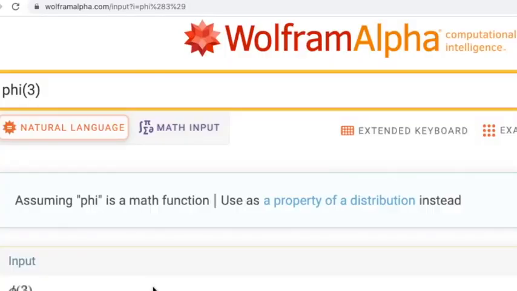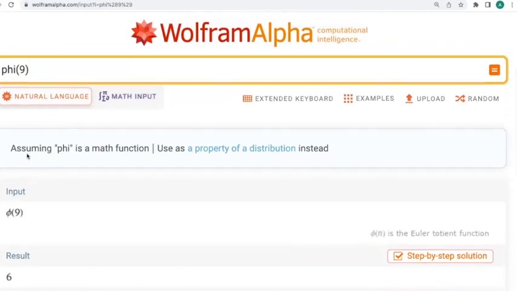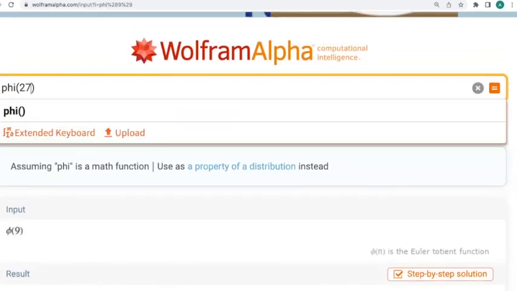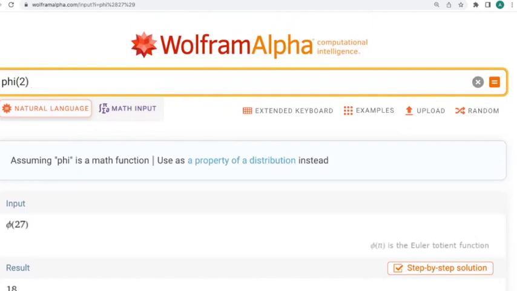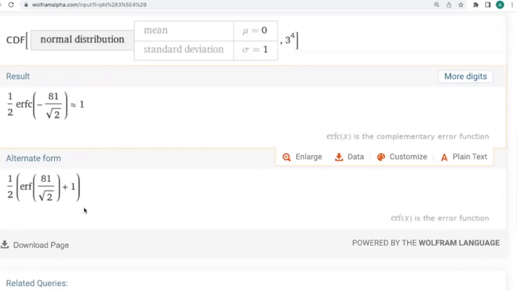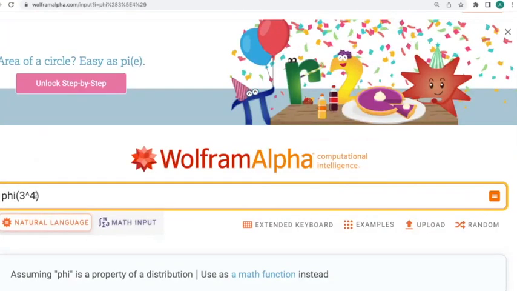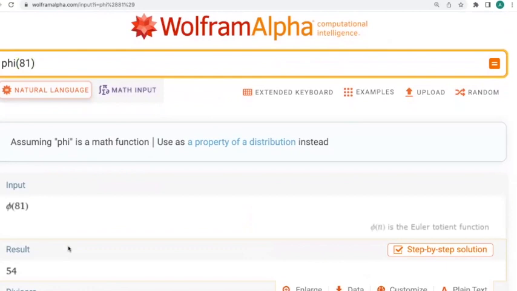I could look at 9, which is 3 squared, and I could calculate what is phi of 9. And I get that the answer is 6. And I could calculate phi of 27, and I get that the answer is 18. And I could calculate the next power of 3, which is 3 to the 4th. And it does not do well at all with that. So let me just know that 3 to the 4th is 81. And I get that phi of 81 is 54.